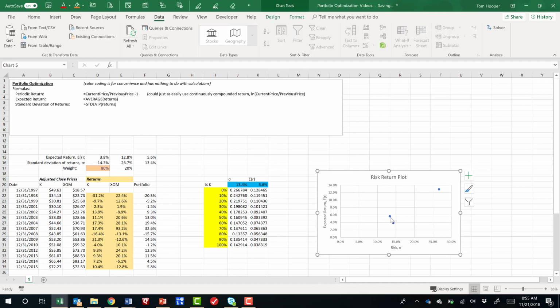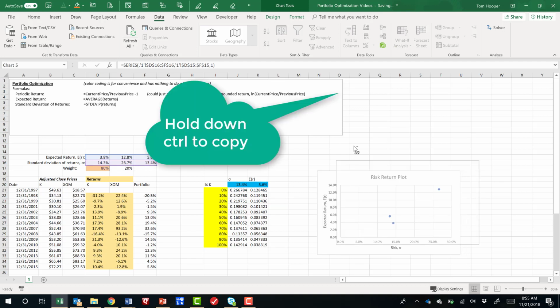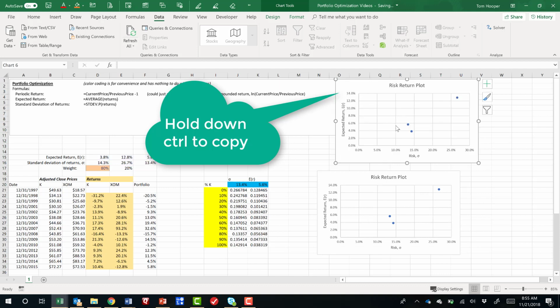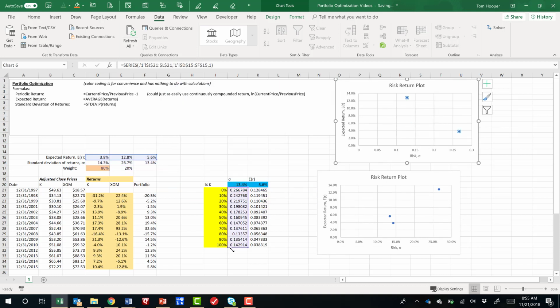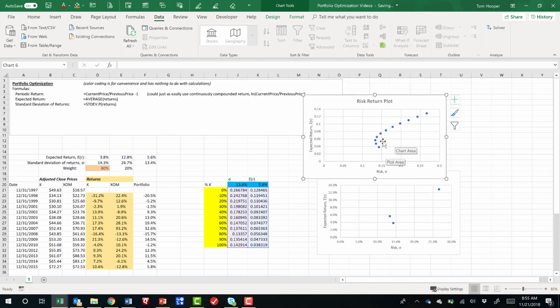Now, since this graph is based on data that is in rows, and my data in the data table has to be in columns, I'm just going to copy this graph and change where the data is looking. And then we see the full envelope of outcomes as we vary the weights in our portfolio.